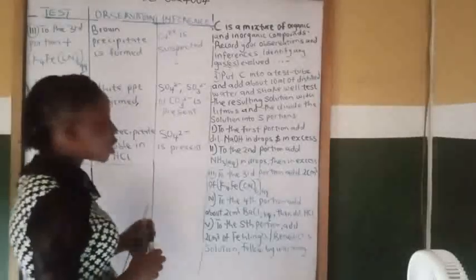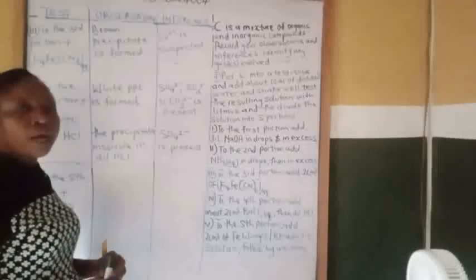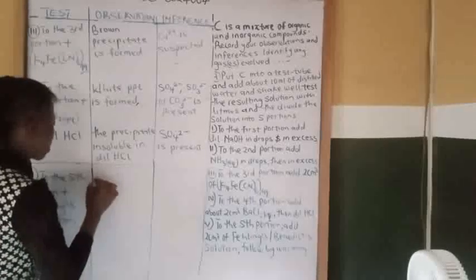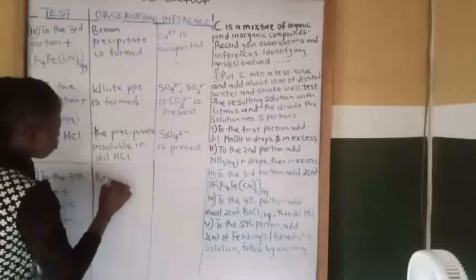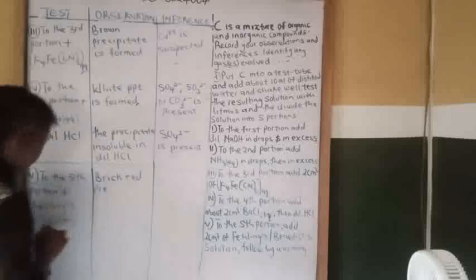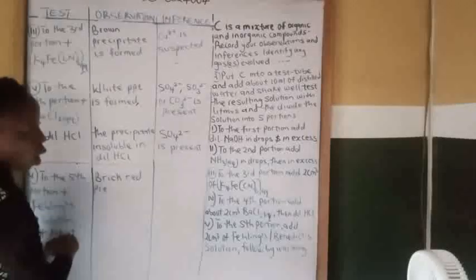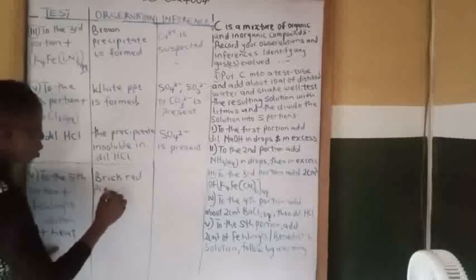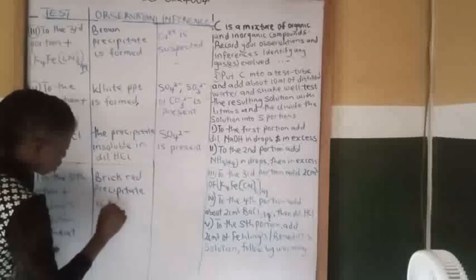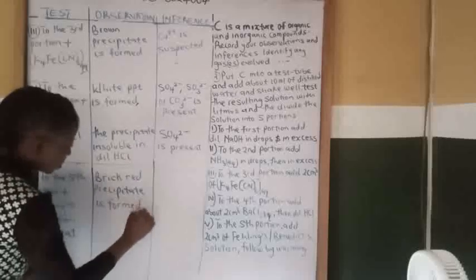So when you add Fehling solution to a glucose containing compound, then glucose is a reducing agent. So what are we going to have? Our observation will be what? Brick red precipitate. Then plus heat. On heating or on warming, they will ask you to warm. On warming or on heating, the brick red precipitate is formed.